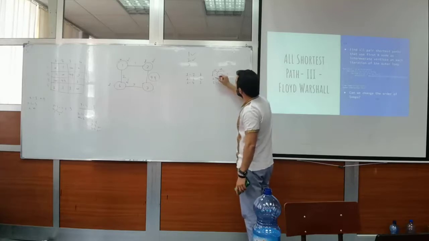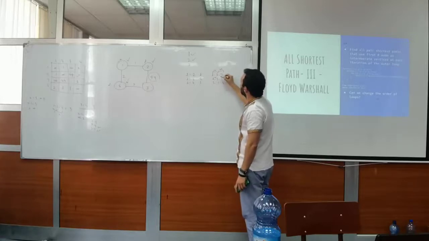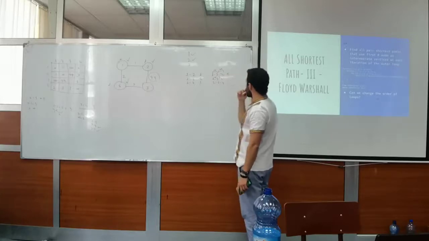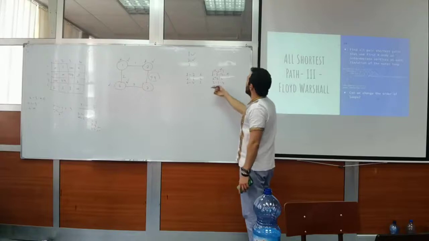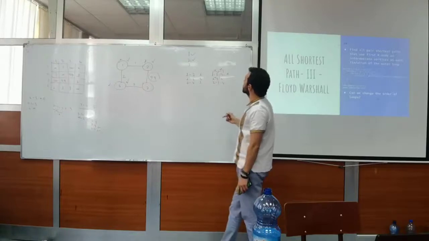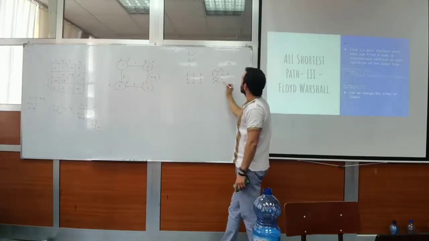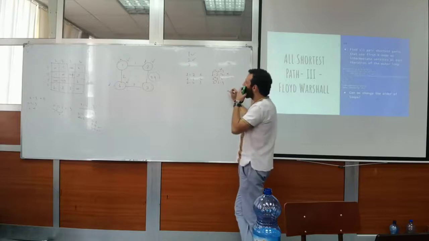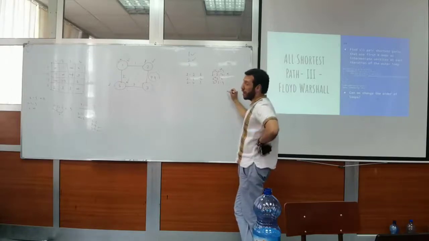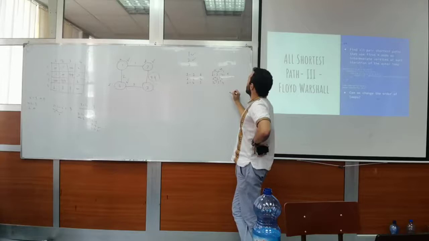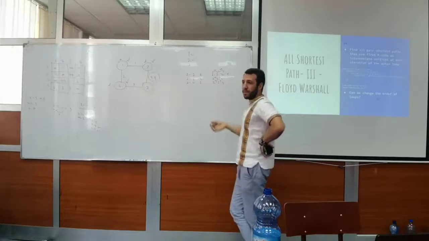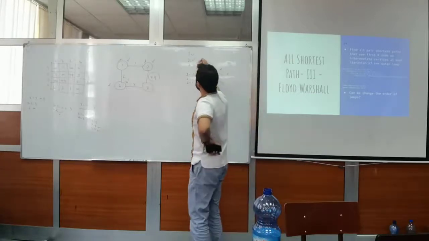What is 1, 3? 100. What is 3, 4? 3. So 103 couldn't beat 2. And 2, 3 is 99, and 3, 4 is 3. Again, no updates by using 3 as an intermediate node.